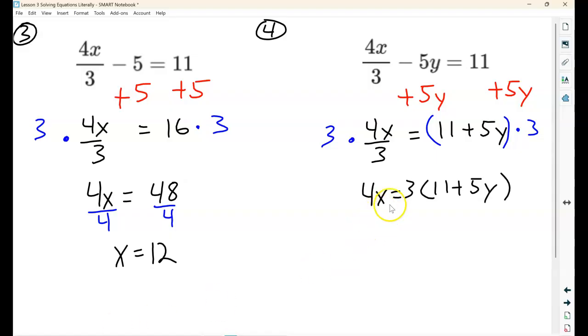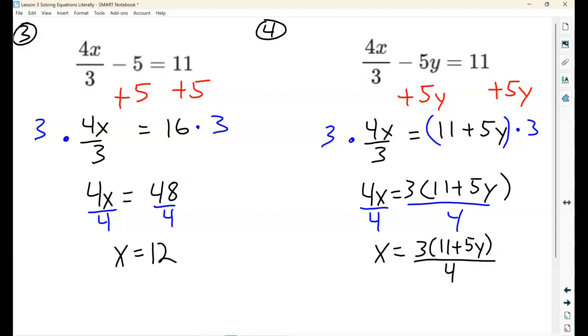That's going to leave 4x is equal to that 3. I just moved it right here: 3 times (11 plus 5y). And my last step is just to divide by 4, so I'm going to divide by 4 on both sides. The 4's will cancel out. Instead of getting 12, because we didn't really do the math, we got 3 times (11 plus 5y) divided by 4.